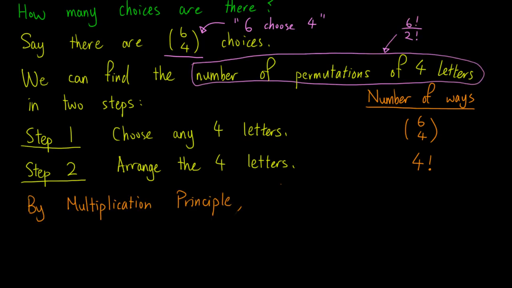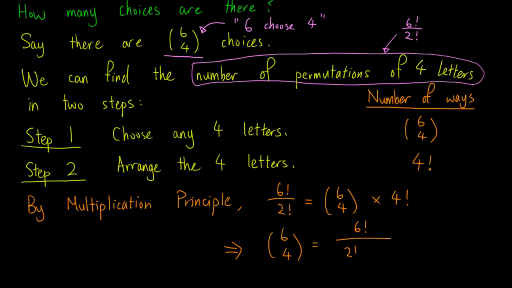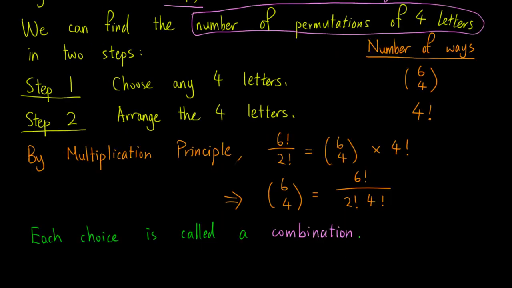By the multiplication principle, the number of permutations of 4 letters, which we know is 6 factorial over 2 factorial, is the number of choices in step 1 times the number of choices in step 2. So we can set up the equality 6 factorial divided by 2 factorial equals 6 choose 4 times 4 factorial. Rearranging, we see that 6 choose 4 equals 6 factorial divided by (2 factorial times 4 factorial). And this is the answer that we wanted. We say that each choice is a combination.